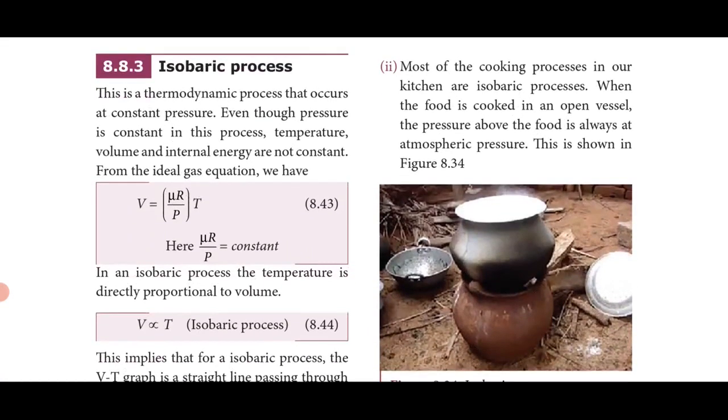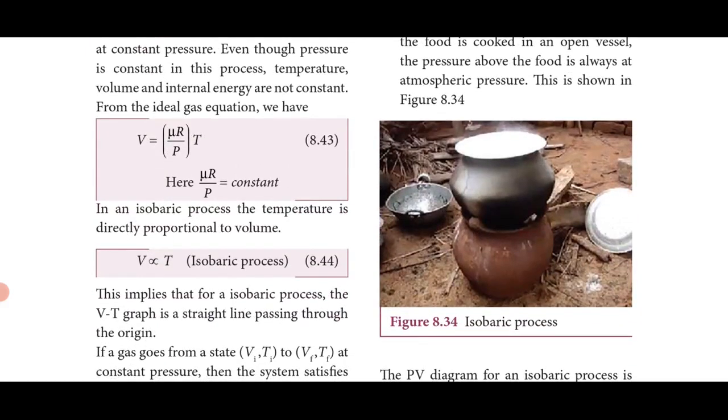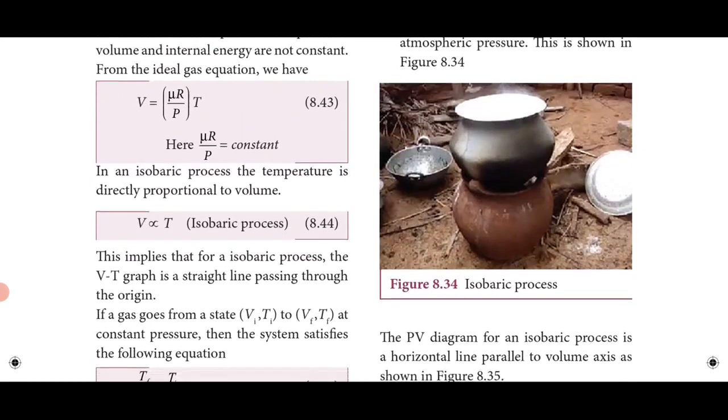Now we pass on to the third process, that is the isobaric process. It is a thermodynamic process that occurs at a constant pressure. Even though the pressure is constant in this process, the temperature, volume, and internal energy are not constant. From the ideal gas equation, one quantity must be constant, and here it is the pressure.